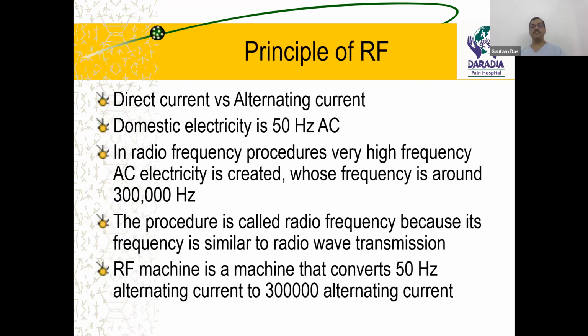So what is the principle of radio frequency? As we told, a radio frequency machine is a machine whose input current is domestic current. Domestic current has what frequency? 50 hertz. And the output current is approximately 300,000 hertz. So the input current is 50 hertz, and the output current is 300,000 hertz.